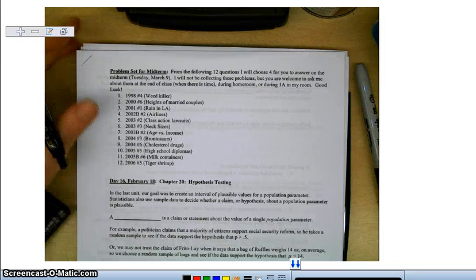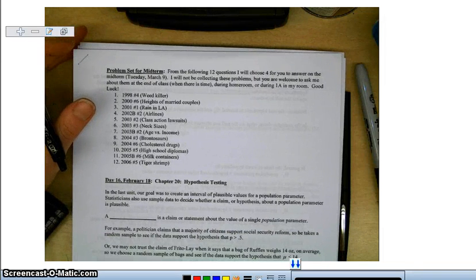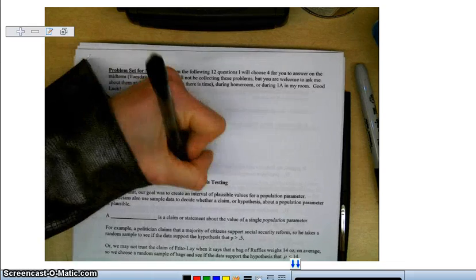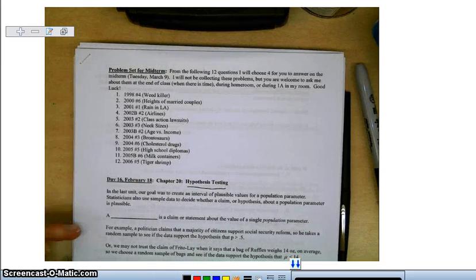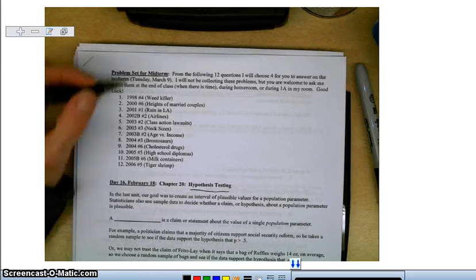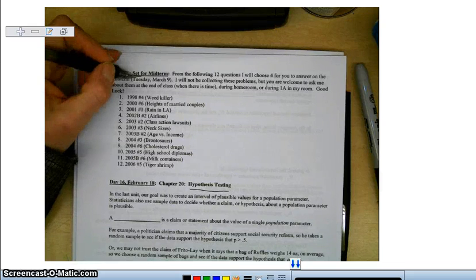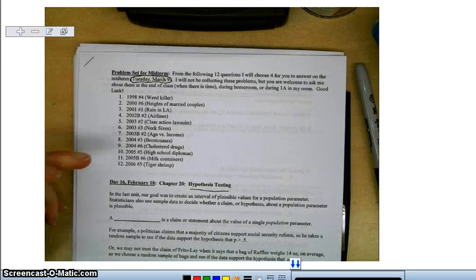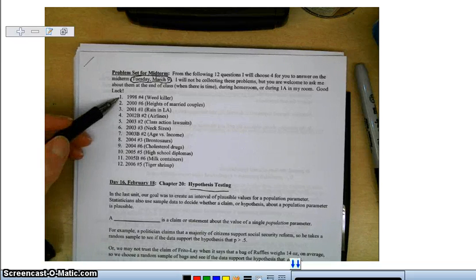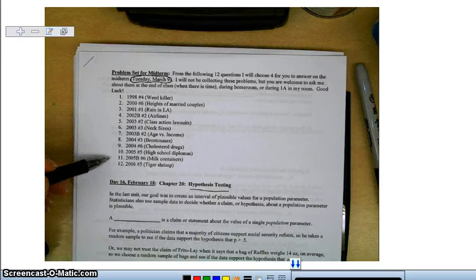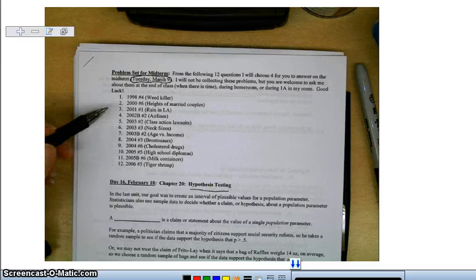All right, welcome to chapter 20, hypothesis testing is what we're going to start today. And the first thing you need to know is that there will be a midterm. I don't know that it'll be Tuesday, March 9th for sure, but that's around that week probably. These are 12 AP questions that I will have posted on Canvas, and they are AP questions.